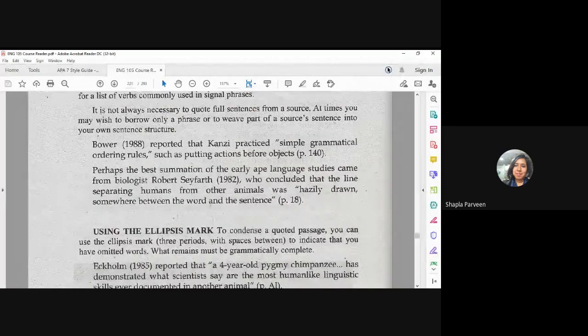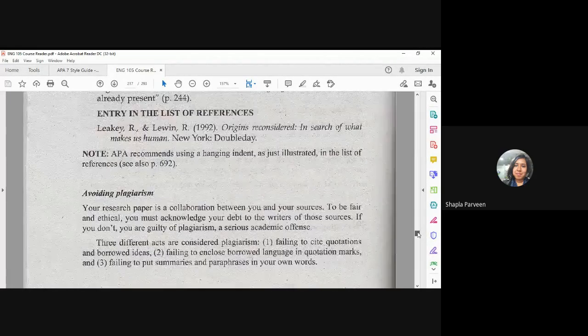Okay, so put this down. So clear so far, everyone? Yes, please.